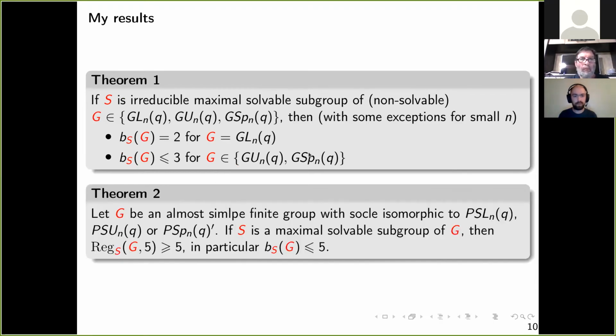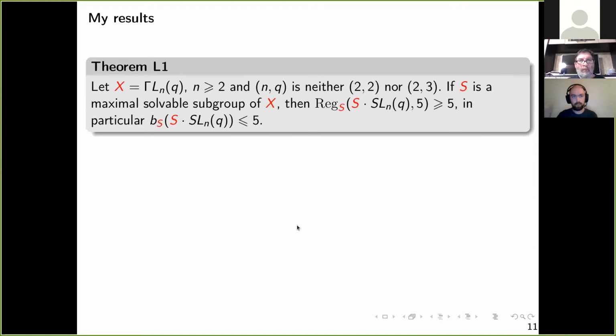And the second result is the main result, the main formulation of it. So if G is an almost simple finite group with socle isomorphic to PSL, PSU, or PSp, and S is a maximal solvable subgroup of G, then the necessary condition holds. In particular, the base size is, of course, not greater than 5. Now, this theorem consists of at least 3 theorems, and actually a bit more, because there are more details. In some situations, the results are actually nicer than just this. So let's look at them.